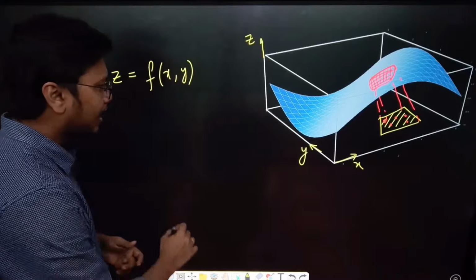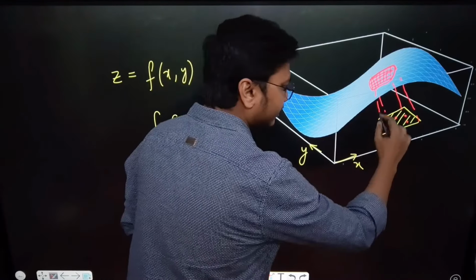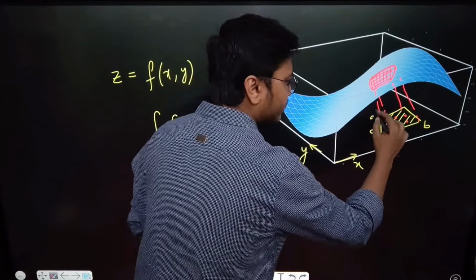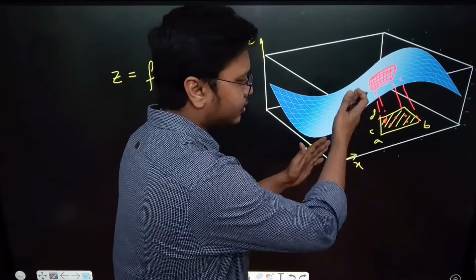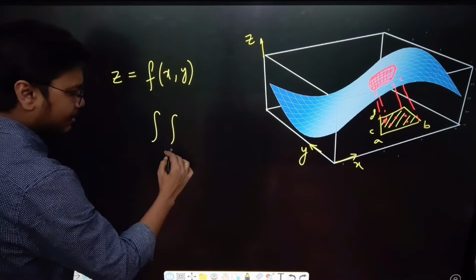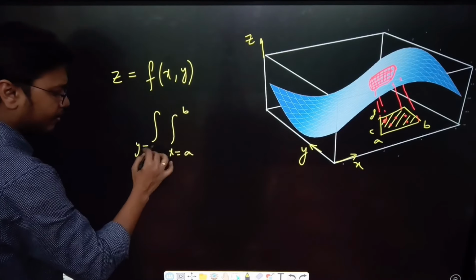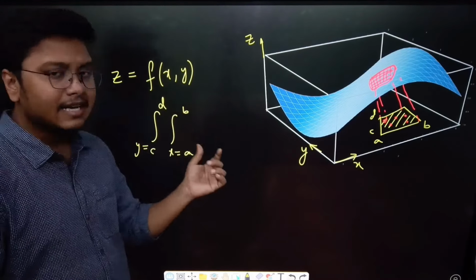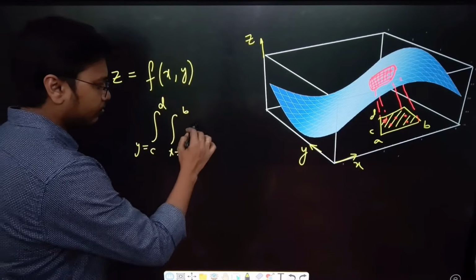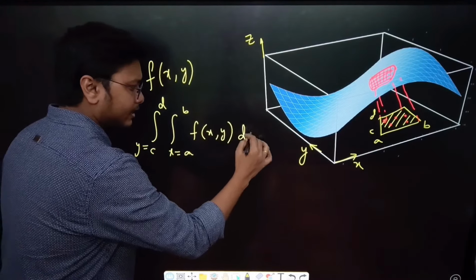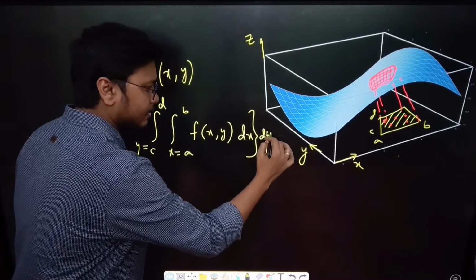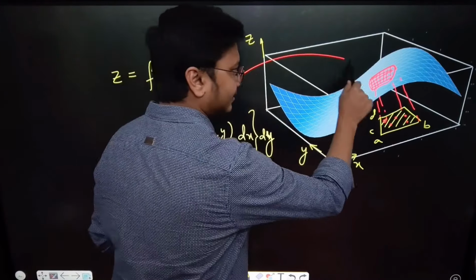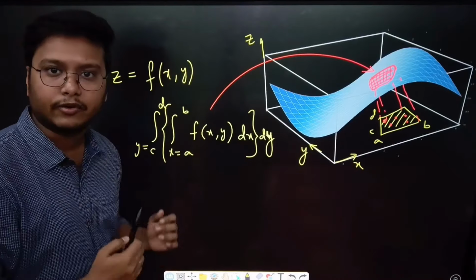So that means if I am doing this integration, let's say here the x value is varying from a to b and the y value is varying from c to d. So x is ranging from a to b and y is ranging from c to d. Then in that case, x is varying from a to b, y is varying from c to d, and I am taking the integration of this function, which is f of xy, with respect to dx and dy. So this entire integration is actually this particular surface area that we are trying to find out.